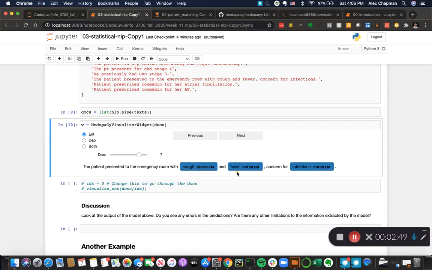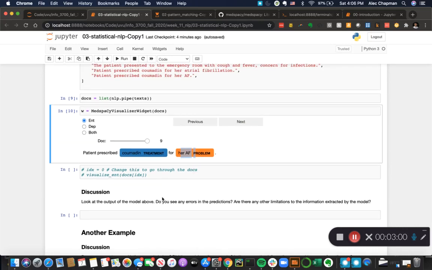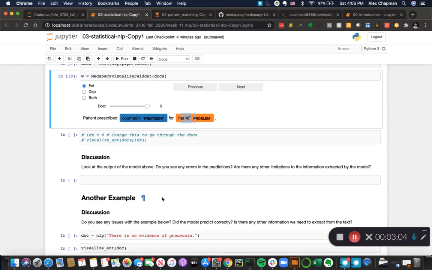Here it got cough, fever, infections. Coumadin is a treatment, her atrial fibrillation, and her AF. So pretty good, but we saw a couple of errors. So think about what would you do to fix those errors. With machine learning, there's not much you can control over the model. But can you think of another way that you would modify the output?